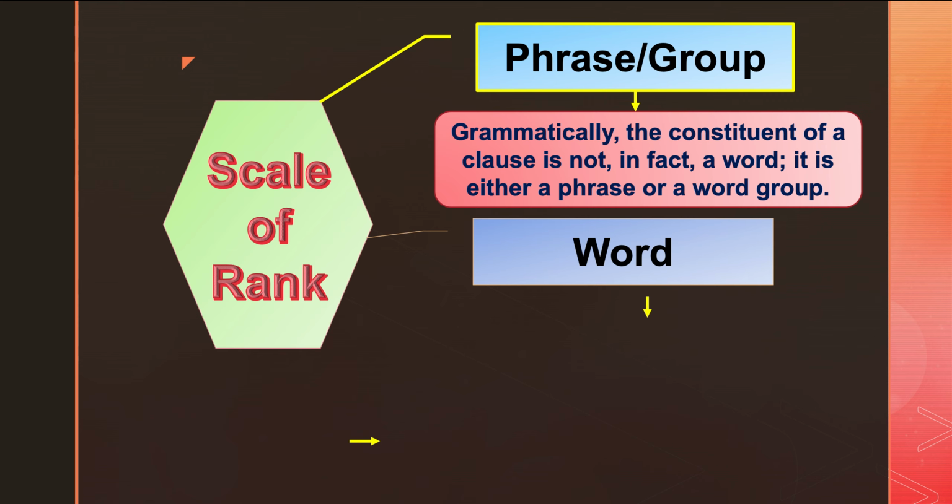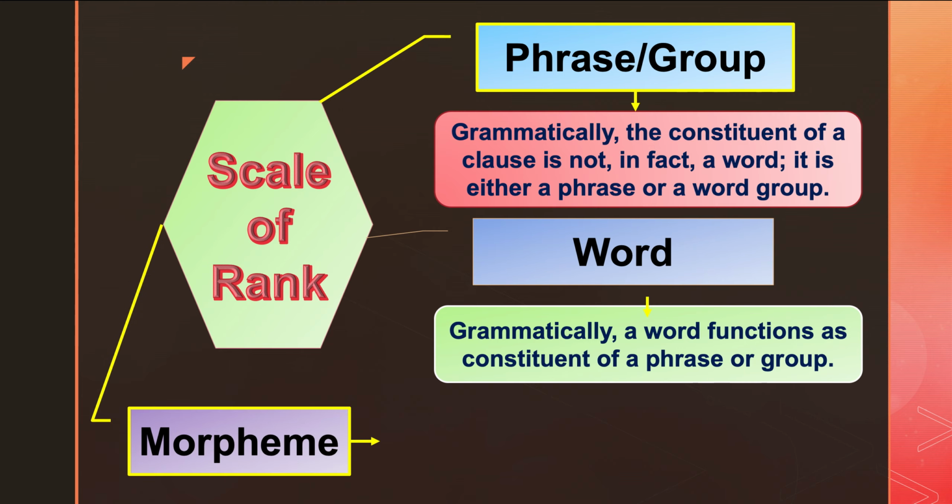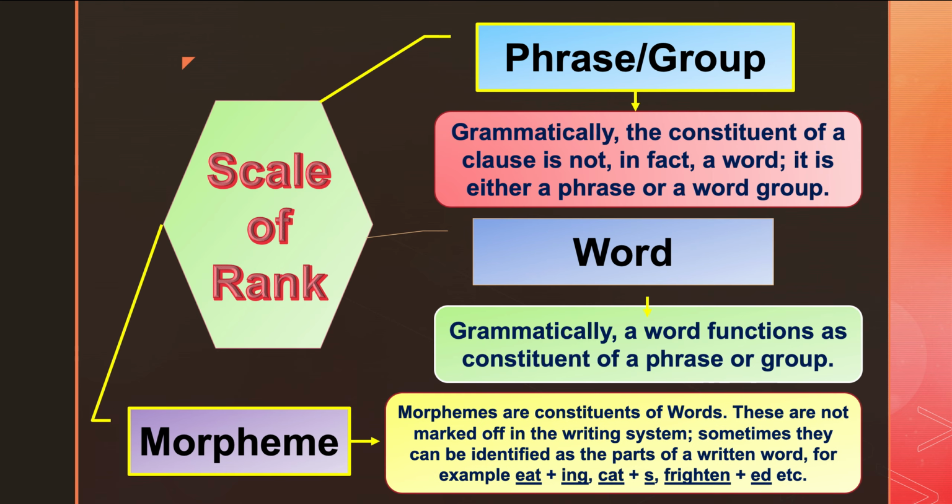Now we are going to talk about word. Grammatically, a word functions as constituent of a phrase or group. Next, morpheme. Morphemes are constituents of words. These are not marked off in the writing system. Sometimes they can be identified as the parts of a written word. For example, eat, ing, eating, cat is cats, frightened, etc.